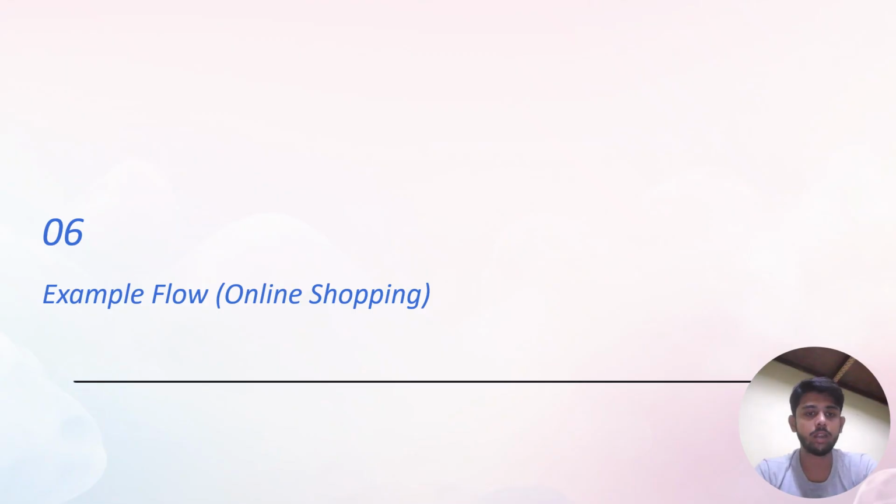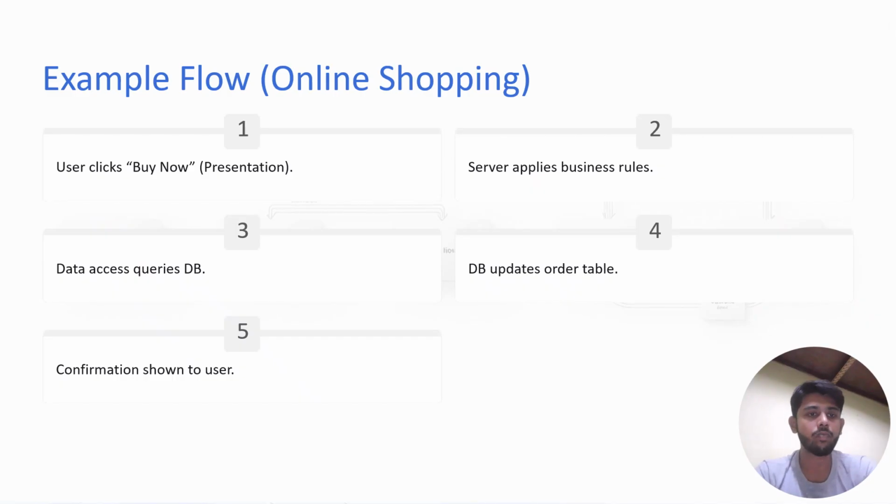Then let's see an example of an online shopping system. We can take an example of any online shopping system, just like Amazon or Flipkart. The user clicks the buy now button, which is on the presentation layer. Then the server applies business logic. This comes under the business logic layer. Then we go towards the database to query about the product and the user.